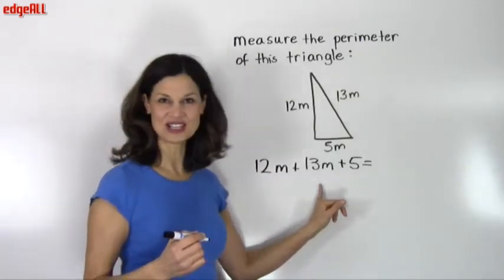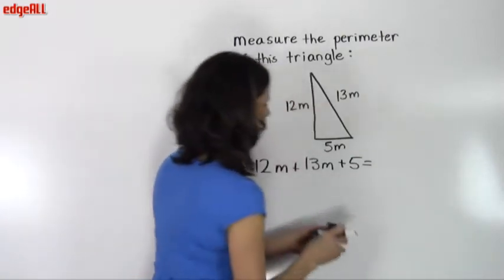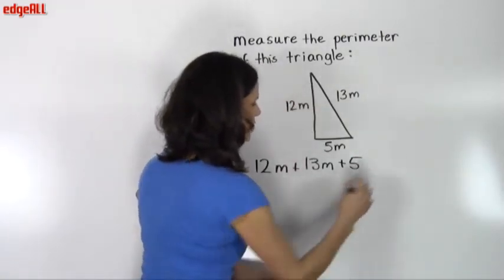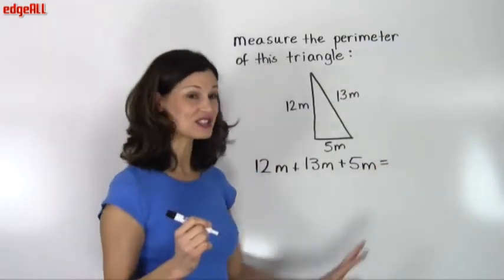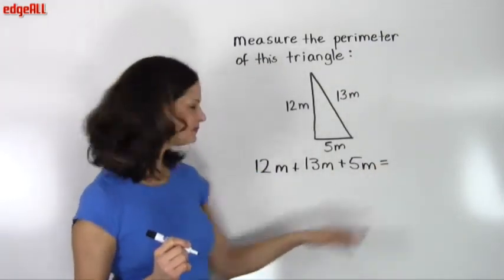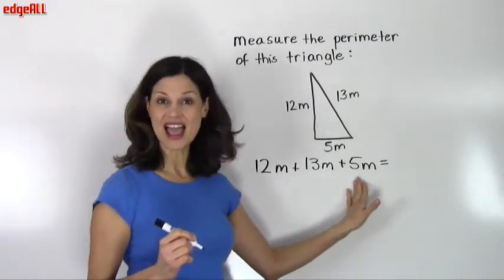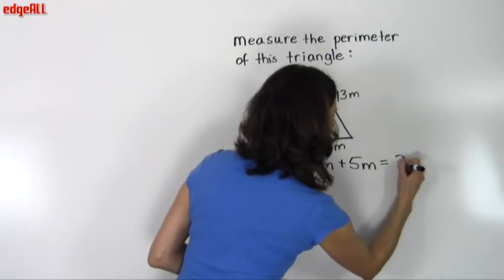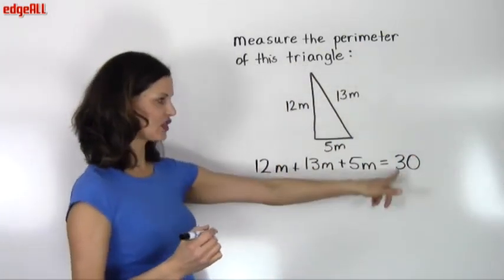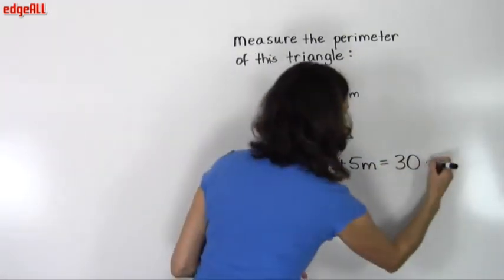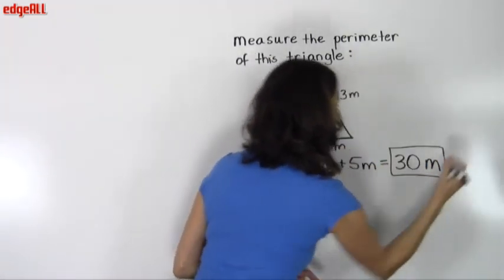12 plus 13 is 25, plus 5 is 30. I just need to make sure when I report the answer that I have my unit of measure. So my total sum of all three sides is 30, and then I need to make sure that I report my measurement with my units of meters.